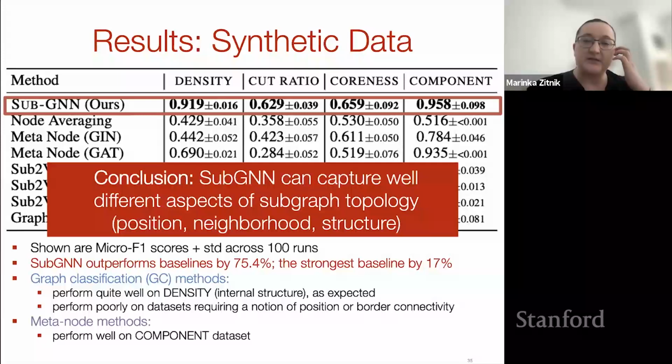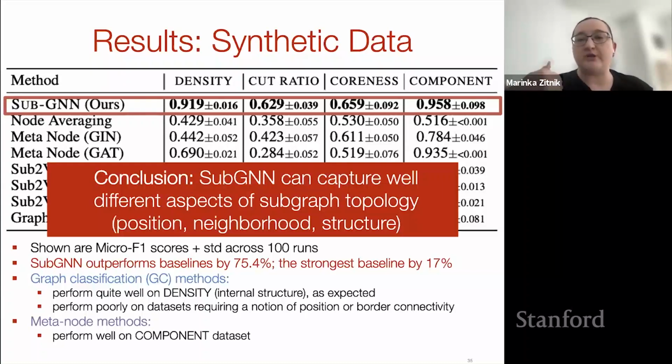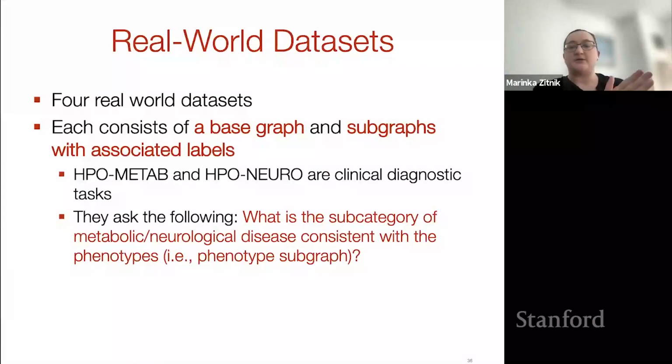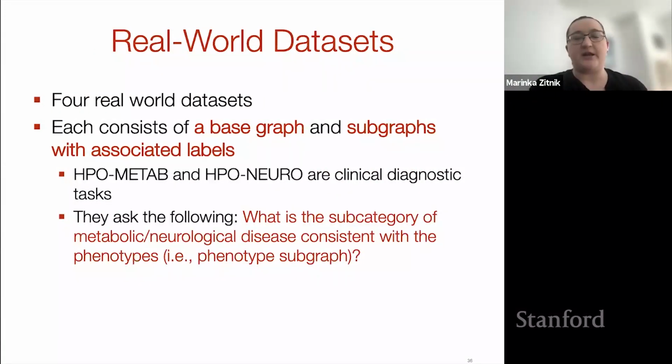That can be studied by looking at which of the three channels, neighborhood, position, or structure, would be most informative for predicting certain kinds of labels. So for the case of density, the label would primarily be determined by the neighborhood of the subgraphs. So what was tested is whether the neighborhood channel is most informative for predicting the density labels. And indeed, that was the case. Okay, so now that we know that SubGNN works well, let's return to our real-world data set.